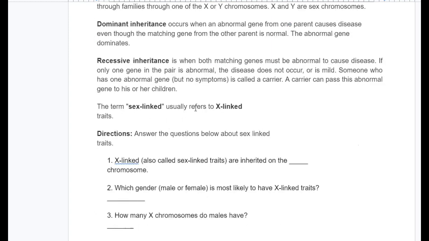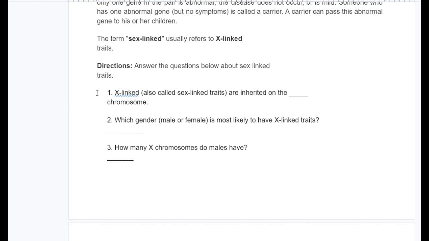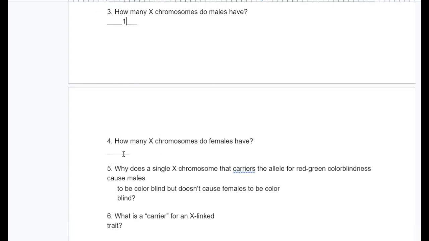Now, the term sex-linked refers to X-linked traits. So we're going to answer the following. X-linked traits, also called sex-linked traits, are inherited on, of course, the X chromosome. We just stated that. Which gender, male or female, is most likely to have X-linked traits? Well, that would be the male, because he only has one X. How many X do males have? 1. How many do females have? 2. All right, we've already gone through that one.